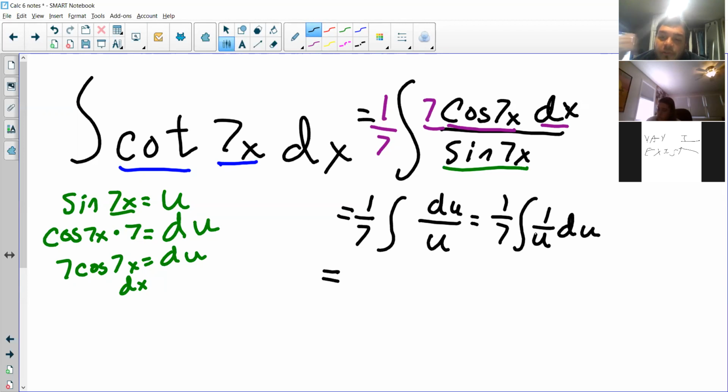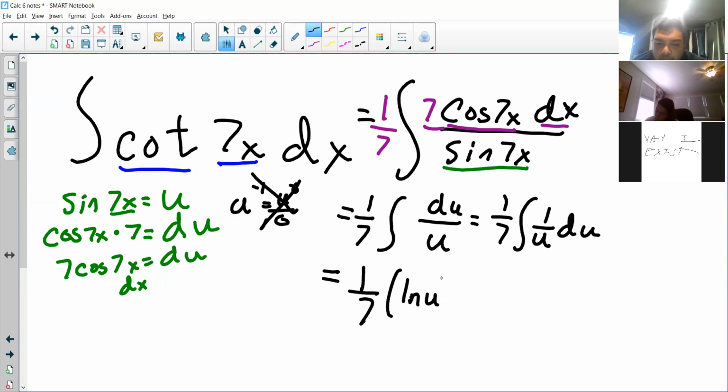Now, anyone can speak up. What is the integral of 1 over u or 1 over x? What's the antiderivative of 1 over u? Does anyone remember? Is it ln? Good. So the antiderivative of 1 over u, because your instinct is to change it into u to the negative 1. But if you do that, you end up with u to the 0 over 0, and you can't divide by 0. So you should notice something's weird when you do it like that. That means it's that special case, ln. So 1 over 7 times ln u.